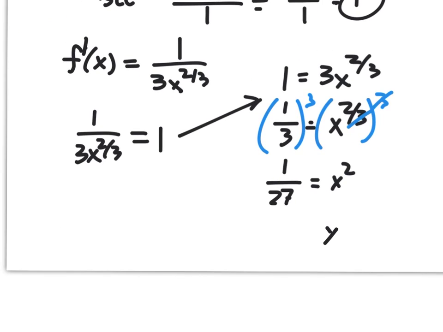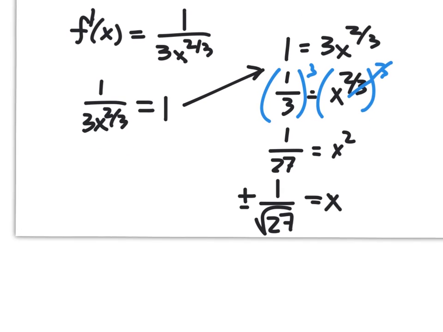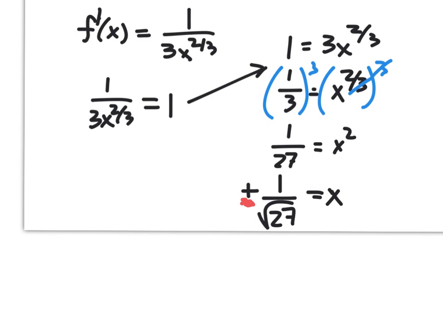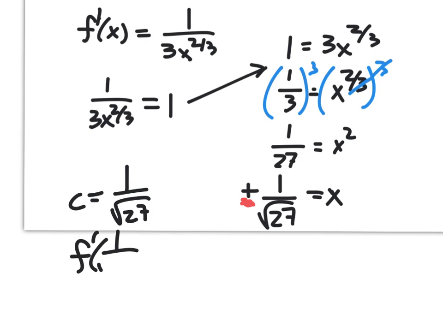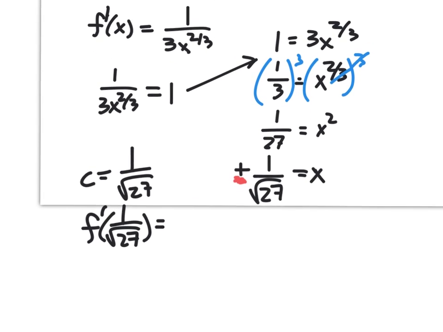Now that will mean that x equals plus or minus the square root of 1 over 27, which is 1 over root 27. Again, our interval here is from 0 to 1, therefore we can scratch the negative, and it looks like c will equal 1 over root 27. Therefore, f prime of 1 over root 27 would equal what the slope of the secant line is, which is 1.